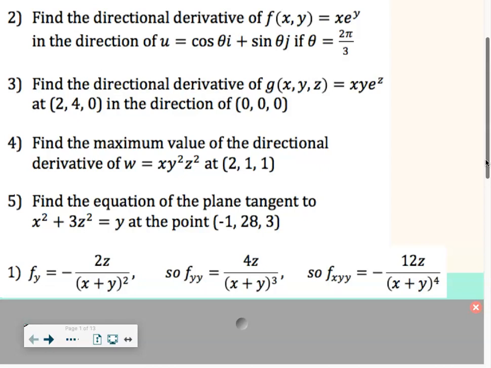Number 2, find the directional derivative of x e to the y in the direction of cosine theta, sine theta at 2 pi thirds. I didn't give you a point there, so it just had to be a generic answer with x and y. I saw one mistake on one whiteboard, but it wasn't from calculus. Well, okay, I saw one mistake and one lazy evaluating. It was just not knowing the cosine of 2 pi thirds and the sine of 2 pi thirds, right?